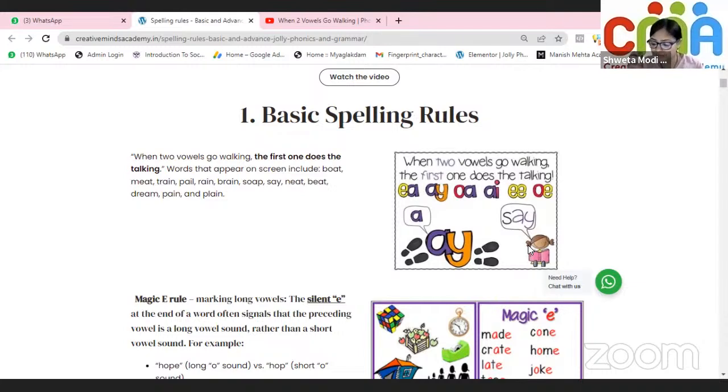And remember that when you are teaching these spelling rules, you have to understand that these are kids. So you have to make it interesting. You can tell them a story. Like, for example, for when two vowels go walking, you can tell a story. So you can have two puppets in your hand and you can name the characters. Okay. And then you say that they both were walking. And maybe you can keep cartoon character names for them. And they both were talking. And the first one said, I am the boss.